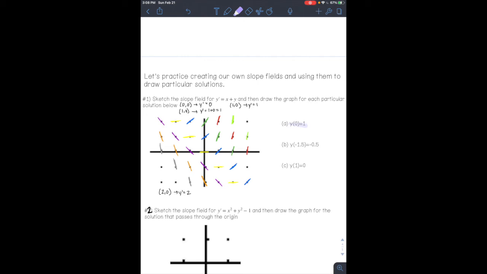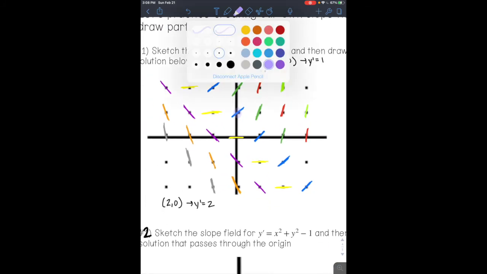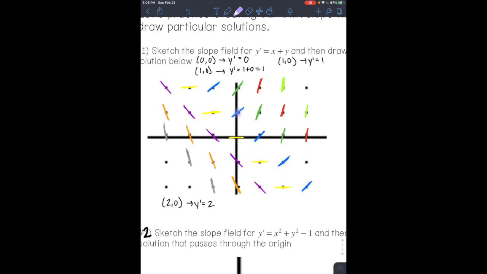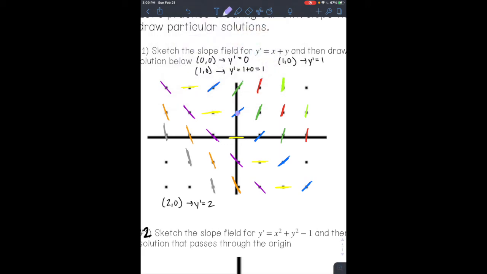So if we want to do this, I'm going to use my highlighter tool to do this. So we're going to draw the graph that goes through each of these initial conditions, the point 0, 1. So maybe using a highlighter is not the best thing. We're going to do it anyway. We're rebels. No, we're not. Okay, just make a fatter line.